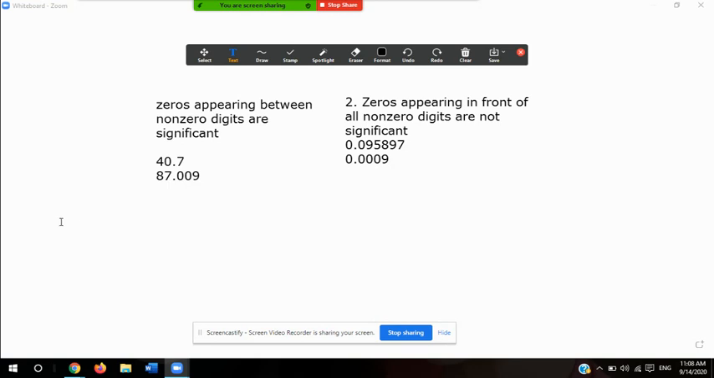Now let's go to rule number three. Rule number three says, and then soon we'll see an example, zeros at the end of a number to the right of a decimal point are significant.